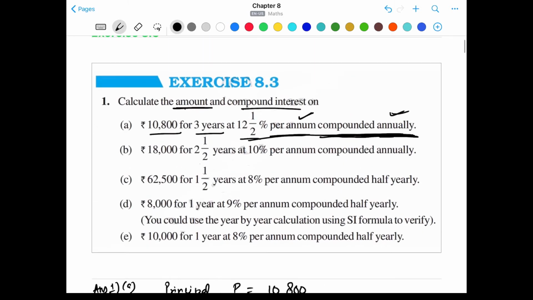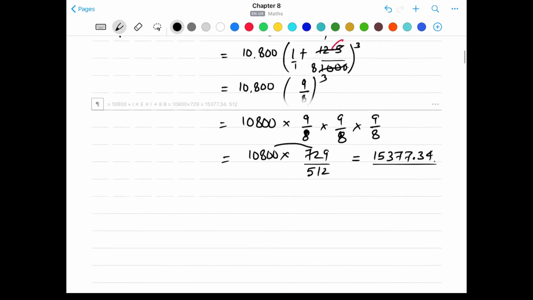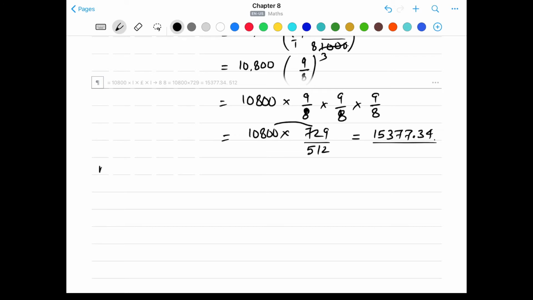After the amount we have to calculate the compound interest. Right now, compound interest is given as amount minus principal.